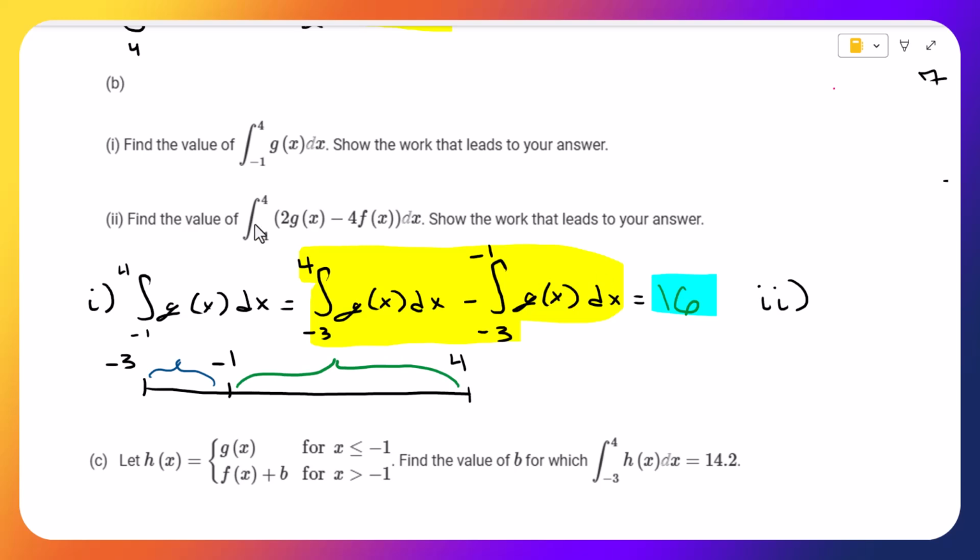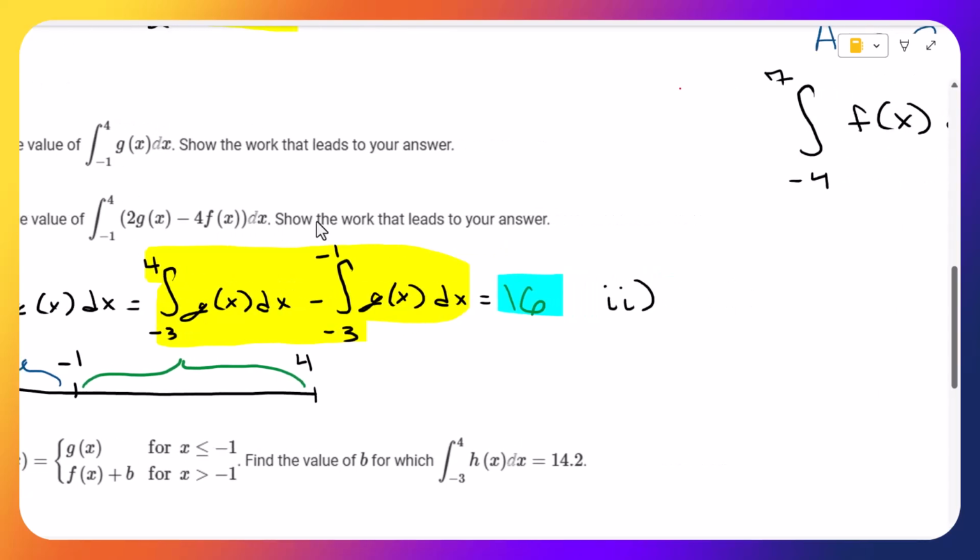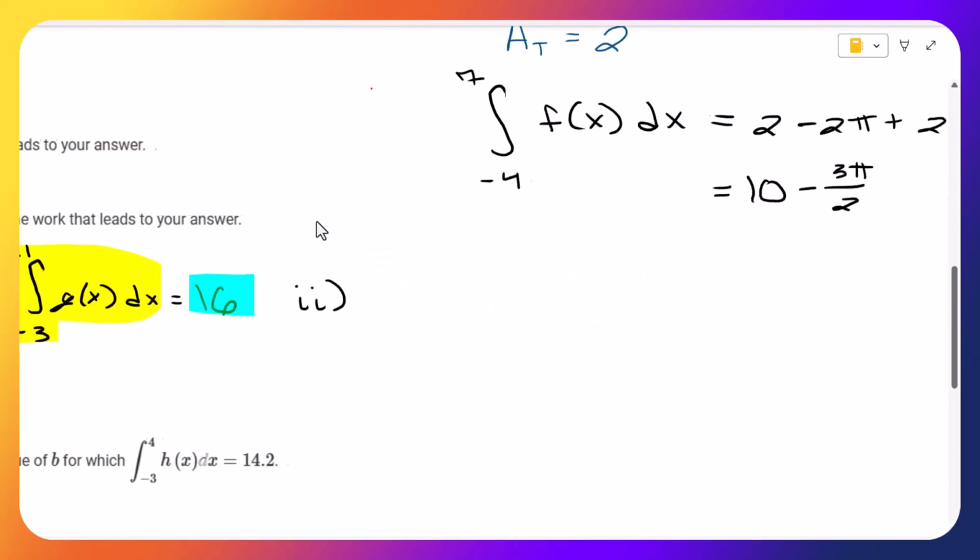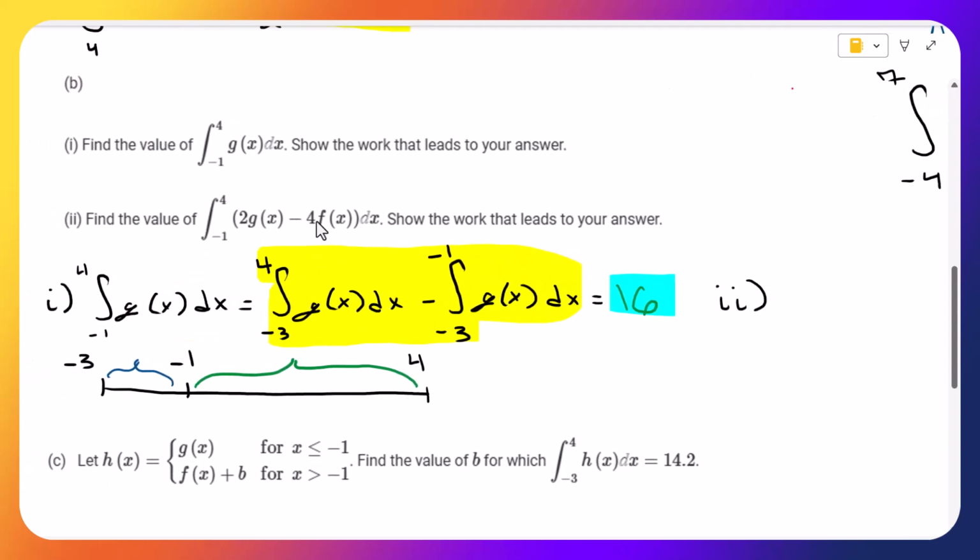Okay, now for part 2, find the value of the integral from negative 1 to 4 of 2g of x minus 4 f of x dx. Well, our integral property here, and I'm really glad I showed us that fourth integral property now, because we're going to split this up. We have the integral from negative 1 to 4 of 2g of x minus 4 f of x dx.